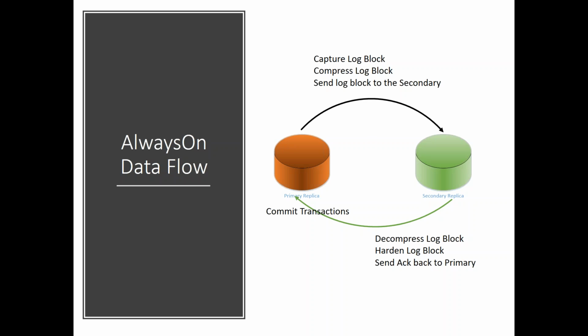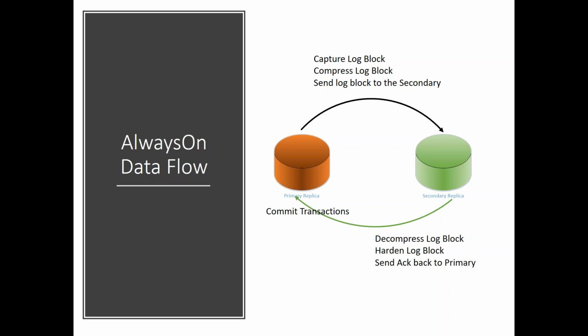Once the primary server receives the acknowledgement of the hardened LSN, we go ahead and commit the transaction on the primary side, right? So this is the overall mechanism, just a very high level overview of the mechanism which we use to send the log blocks to the secondary, receive the acknowledgement, and commit the transactions on the primary side.